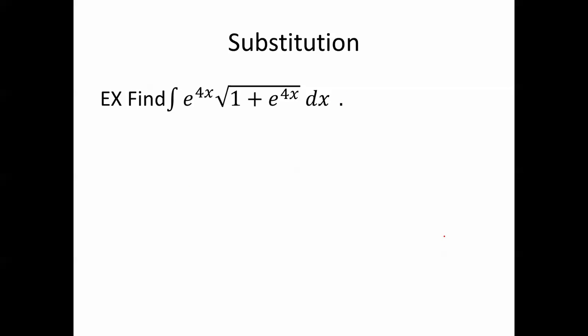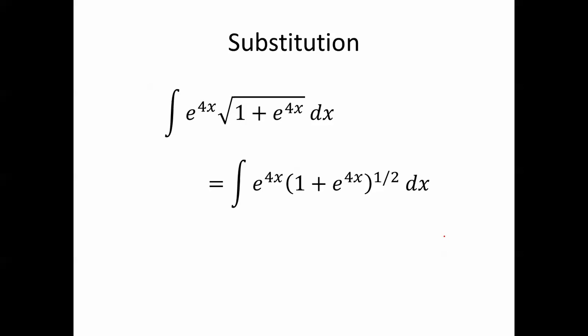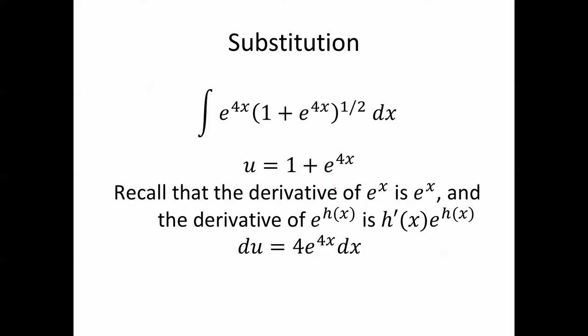Lastly, let's do this one. Find the integral of e to the 4x times the square root of 1 plus e to the 4x dx. Okay, we're going to rewrite the square root of 1 plus e to the 4x as 1 plus e to the 4x to the 1/2. Again, this is the function we're raising to a power, 1/2, so we're going to let u equal that. U equals 1 plus e to the 4x.